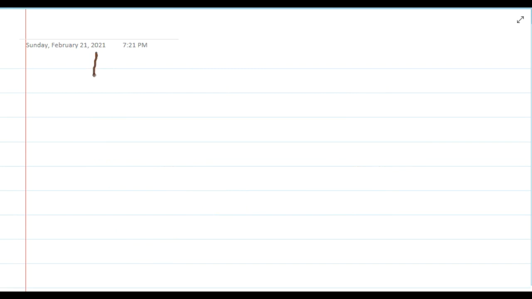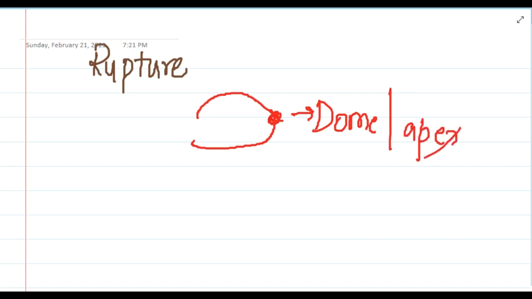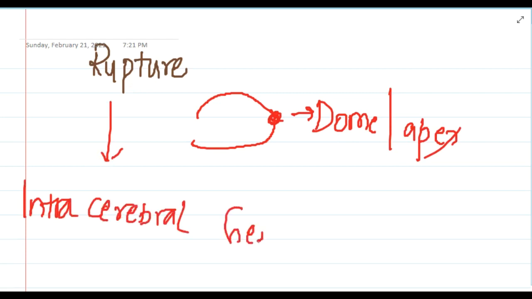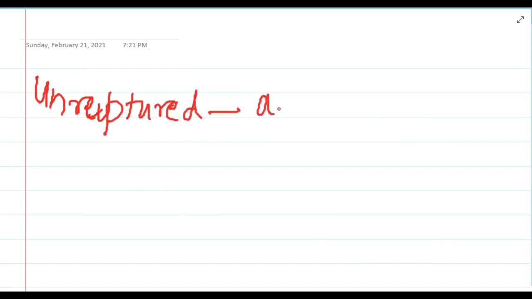Then, regarding rupture of berry aneurysm, the most common site of rupture is the dome or apex. Once there is rupture of a berry aneurysm, it leads to intracerebral hemorrhage, or it can also result in subarachnoid hemorrhage. Sometimes the berry aneurysm may not rupture. An unruptured berry aneurysm is mostly completely asymptomatic.